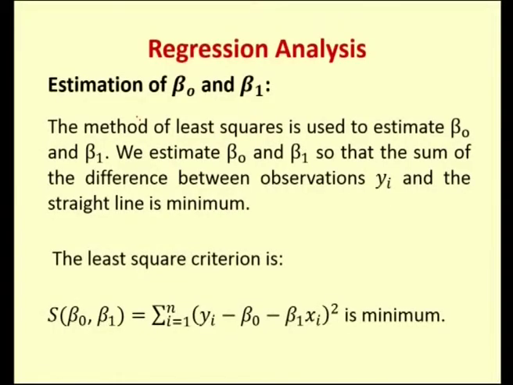And here we follow the method of least squares to estimate the unknown parameters beta naught and beta 1, that is, the difference between the observations yi and the straight line is minimum. That is the principle of the method of least squares. The error sum of squares is always minimum. So, the criterion of the least square method is given as S of beta naught, beta 1 is equal to summation of yi minus beta naught minus beta 1 xi the whole squared, which is supposed to be minimum. And now, we will see how to estimate beta naught and beta 1.